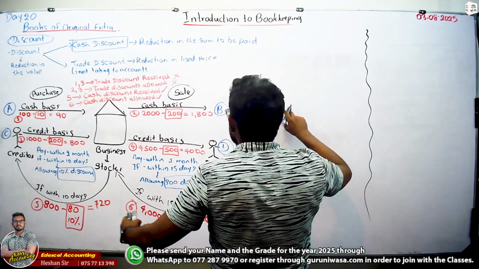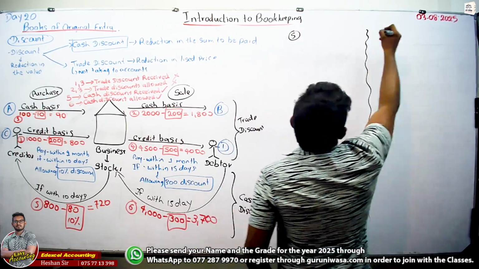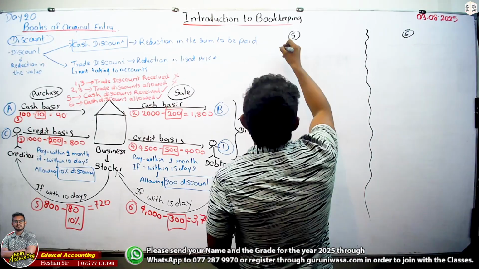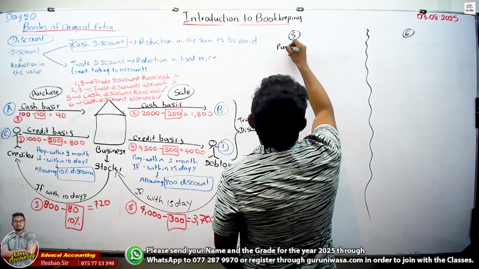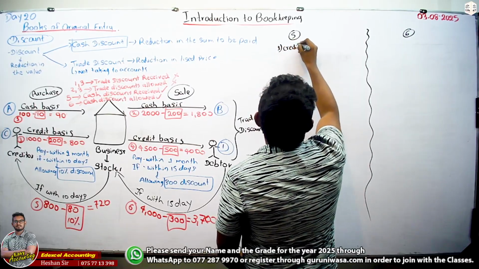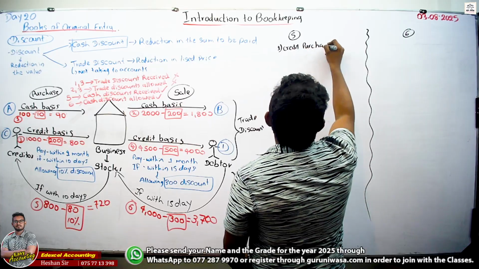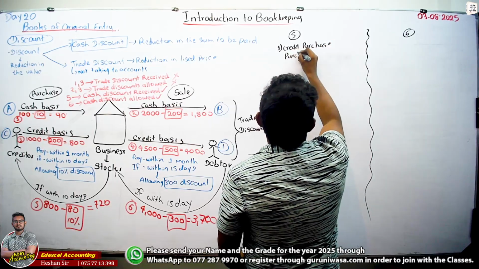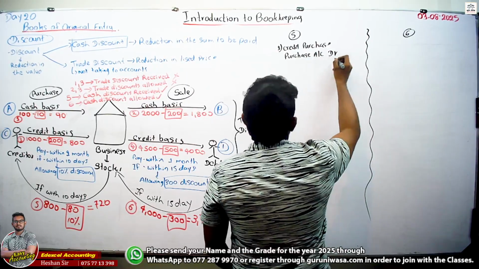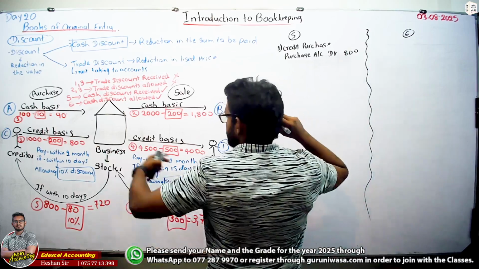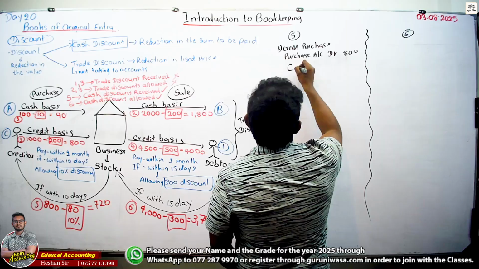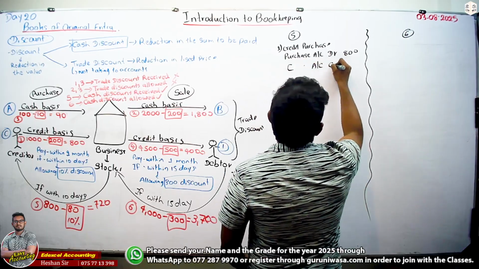Now I'll go with only 5 and 6 only because these are the subjected. Right. So first one you can see credit purchase. You can see purchase account debit. We purchase 800 worth of goods after deducting the trade discount. Right. So you can see supplier C's account credit 800.